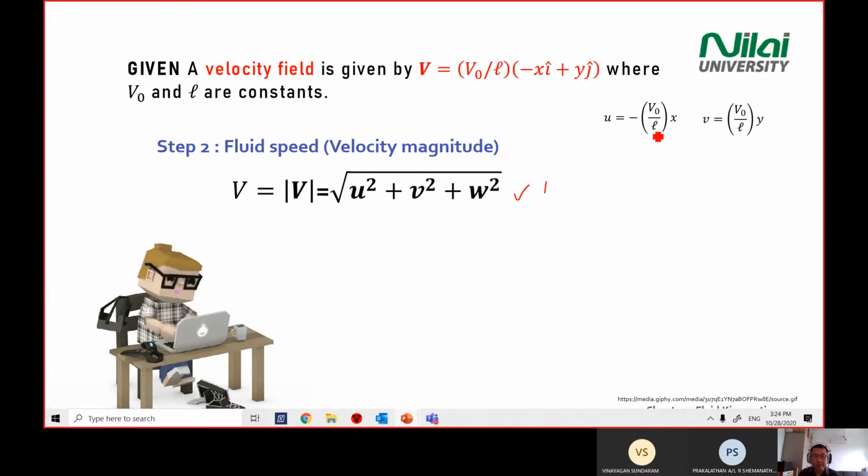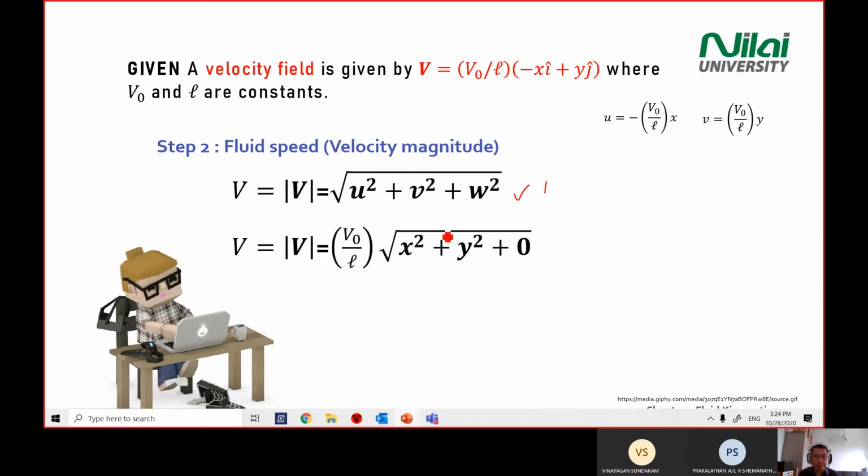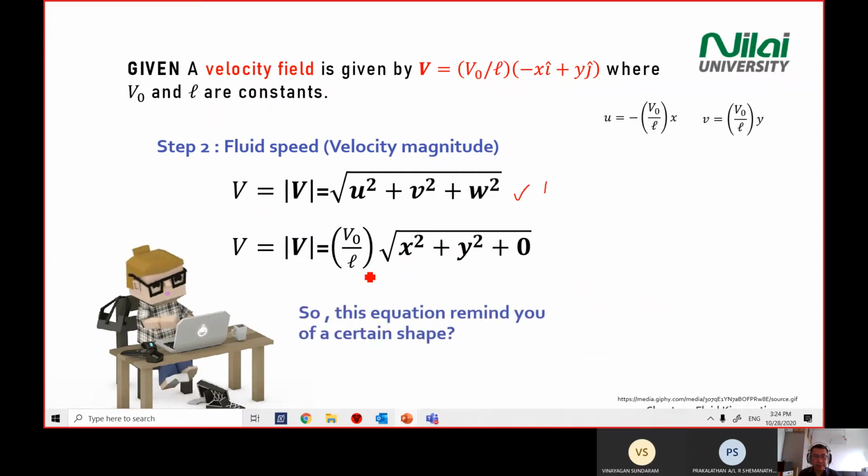So substitute what you found just now, your u and v, into this equation. Right? Substitute. So we have square root of x squared plus y squared. This is our magnitude for our flow speed, for our velocity magnitude. If you are good in mathematics, you're able to see the shape of the equation. If not, then never mind. I will explain further in the next slides. Because in this question, we need to sketch the velocity field for this equation.